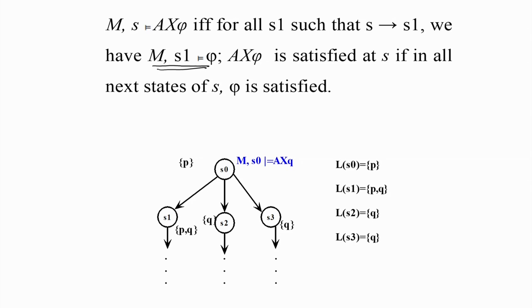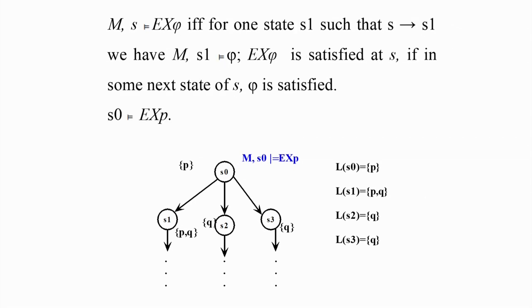So, in this particular case, you just see whether M, S 0 models AX Q. So, in all the next states, whether Q holds or not. From S 0 I have 3 next states. In S 1 Q is true, in S 2 Q is true, and in S 3 also Q is true. So yes, it models. If I check whether M, S 0 models AX Q, yes, it is true, because in all the next states Q is true.